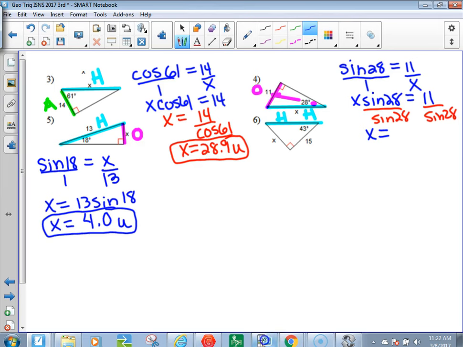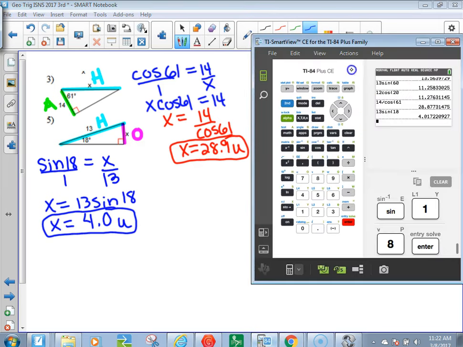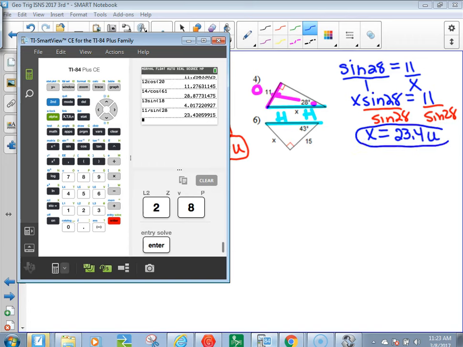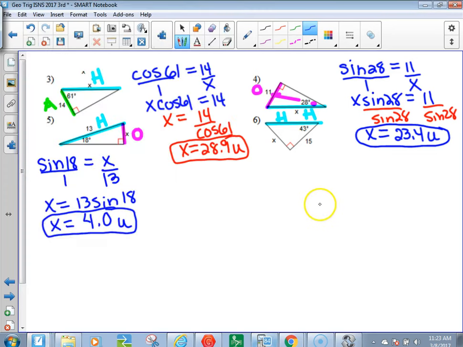So I type 11 divided by sine 28. That's quite enough. .4 units. Yes, that's the point of the practice.